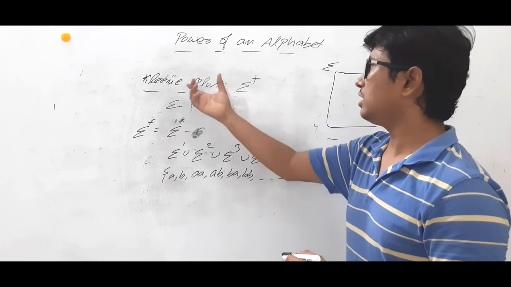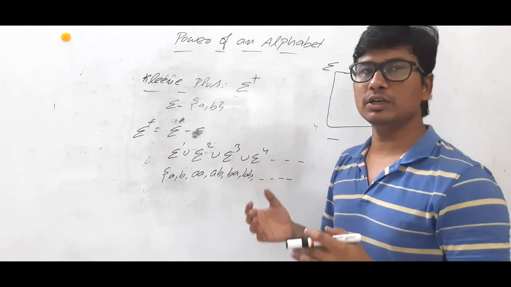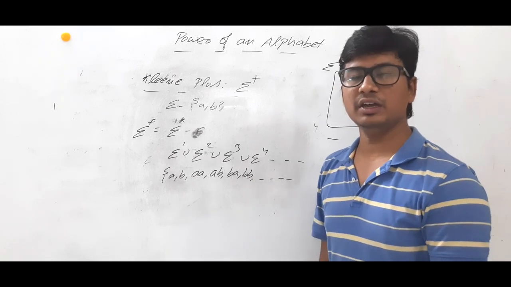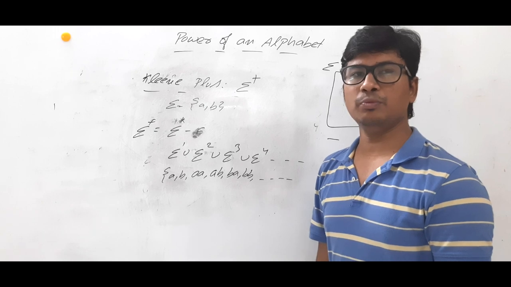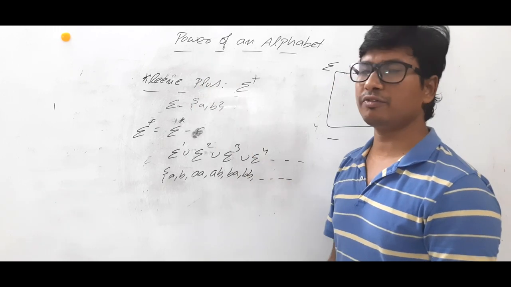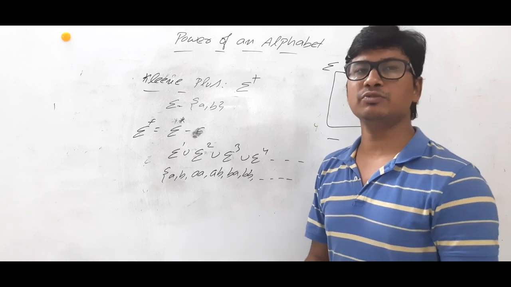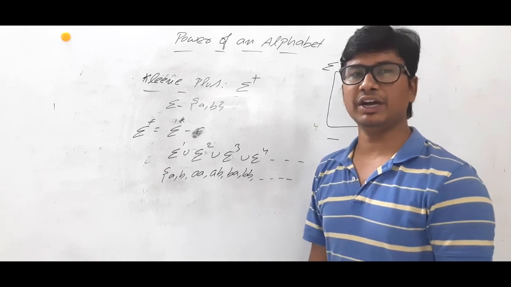So Kleene Plus and Kleene Closure are very, very important to represent the power of any alphabet. I hope you have understood what is the power of an alphabet and what are Kleene Closure and Kleene Plus. In the next video I will discuss finite automata.